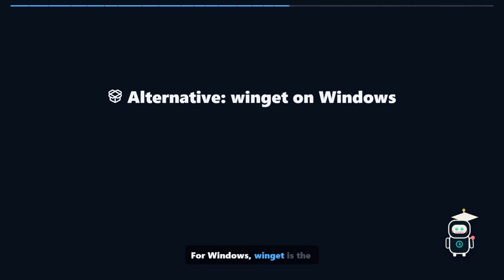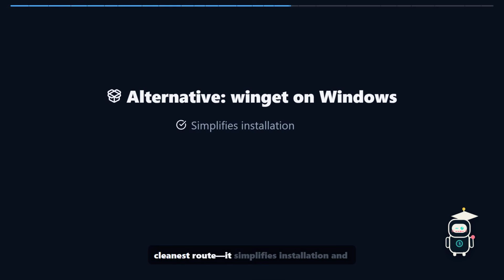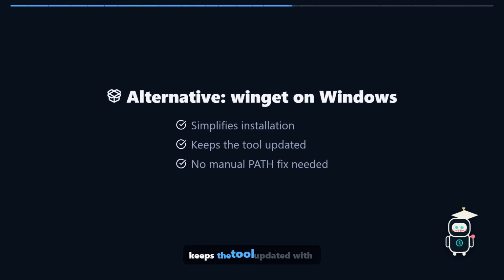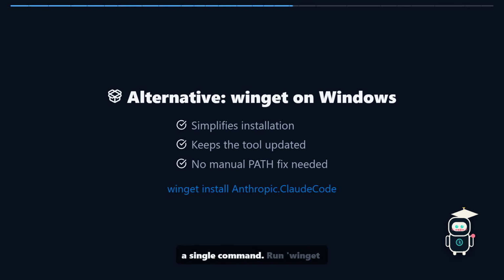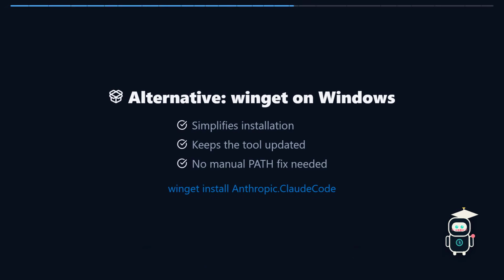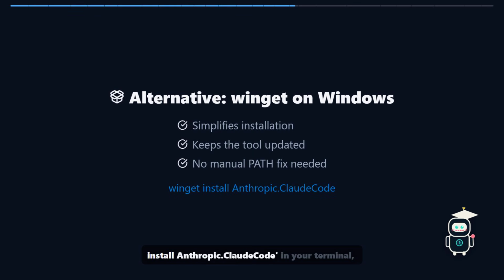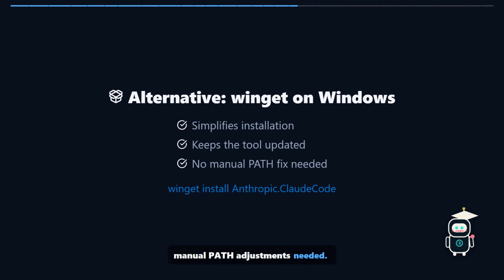For Windows, winget is the cleanest route. It simplifies installation and keeps the tool updated with a single command. Run winget install anthropic.claudecode in your terminal, and winget handles the rest. No manual path adjustments needed.